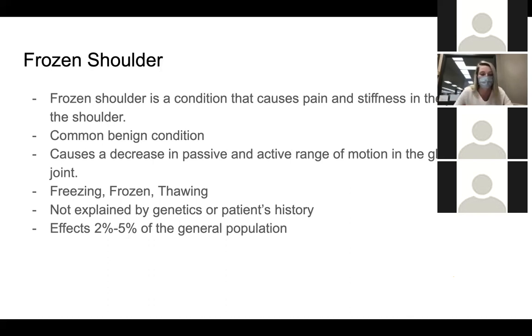Now, as I stated earlier, it can be controversial because it is not explained by genetics or a patient's history or their family's history. They're not exactly sure where it comes from, so it's up in the air, and it's a big disagreement among medical professionals. Now, this does affect 2% to 5% of the general population. Like I said, orthopedic surgeons see it often.